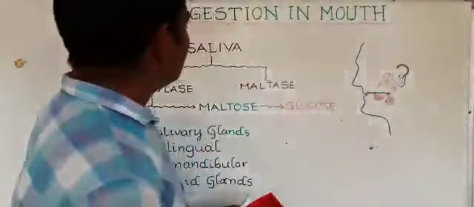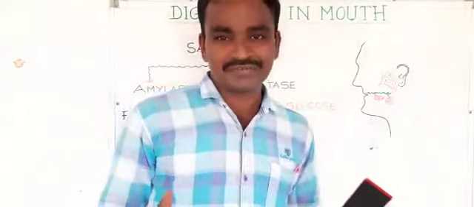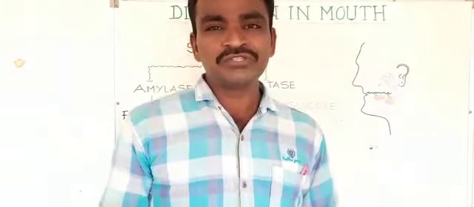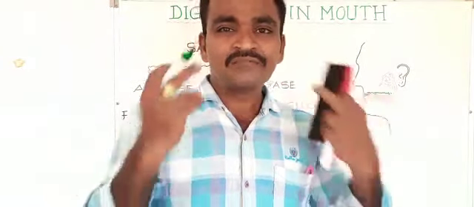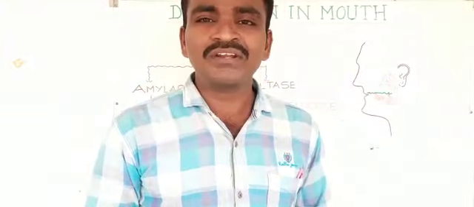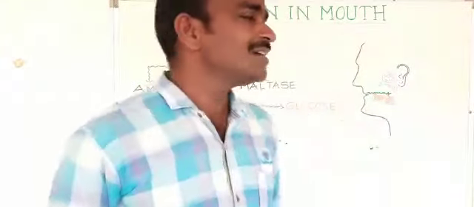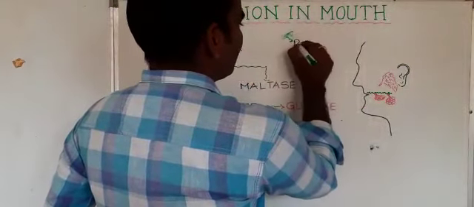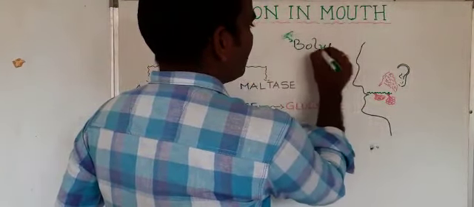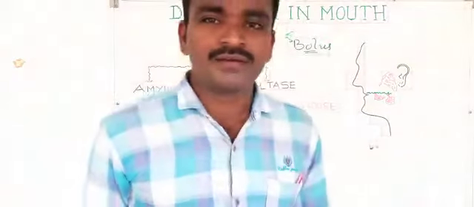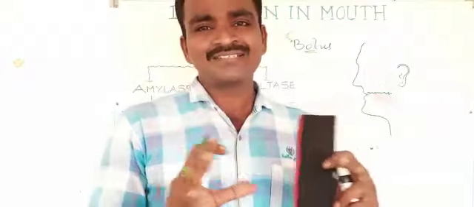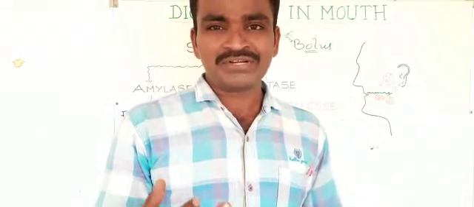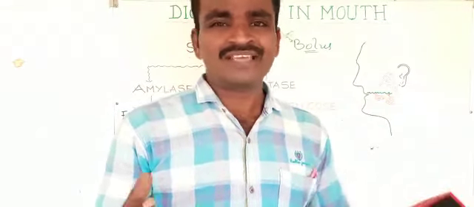Usually, whenever you have food in the mouth and you chew it thoroughly, the food is converted into a semi-solid. That semi-solid material is called bolus. This bolus contains all the food substances, maybe carbohydrates, proteins, fats, vitamins, etc.